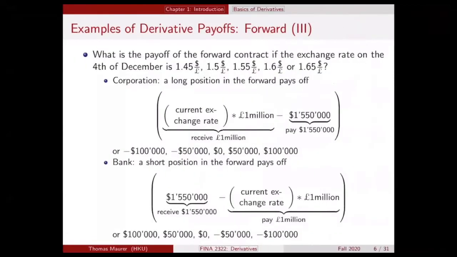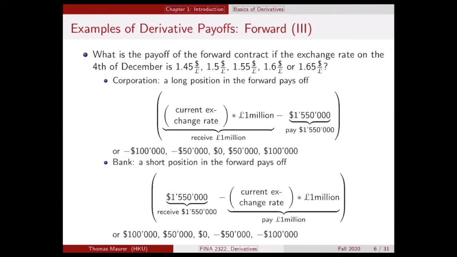So what is the payoff of the forward contract for different possible values of the exchange rate on December 4th? Let's suppose that the exchange rate on December 4th actually drops to $1.45 per pound. Well, then the corporation has a long position. They will receive 1 million pounds, which is now worth $1.45 per pound, meaning it's worth $1.45 million, but they have agreed to pay that fixed price of $1.55 million. And so that means if the exchange rate ends up at $1.45 per pound, then they have a loss of $100,000.